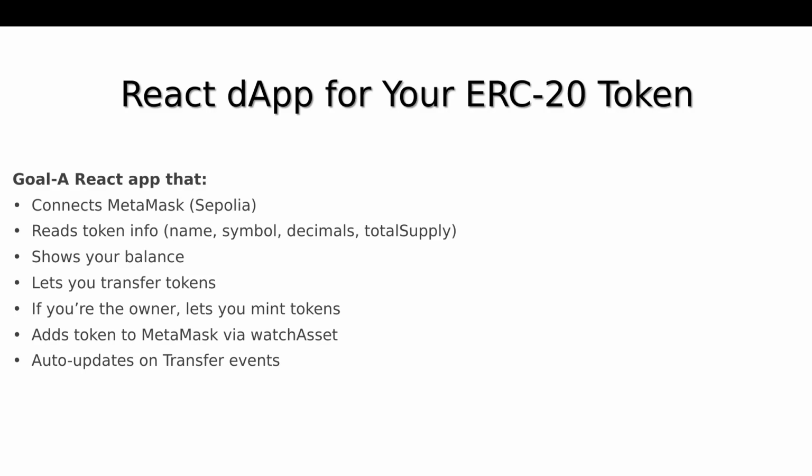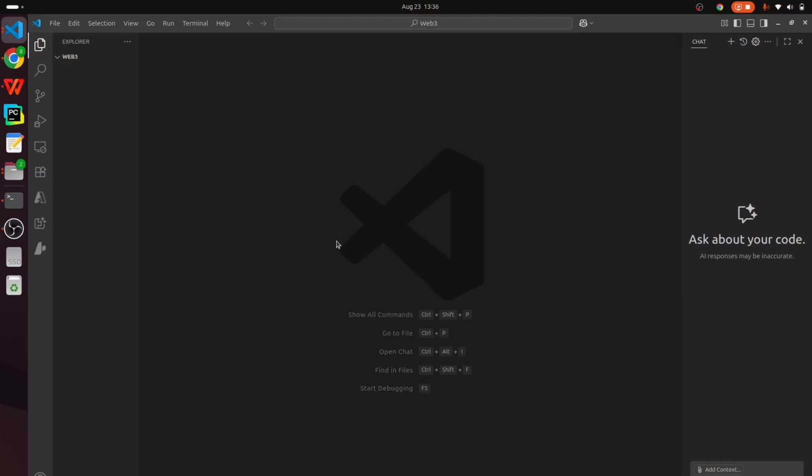Let's start building our first decentralized application on React. First of all, create a project in your VS Code. We will do it step by step. We will configure the basic React.js application first, and then we will update the code as per our decentralized application. So we will install Vite and React.js in our project.